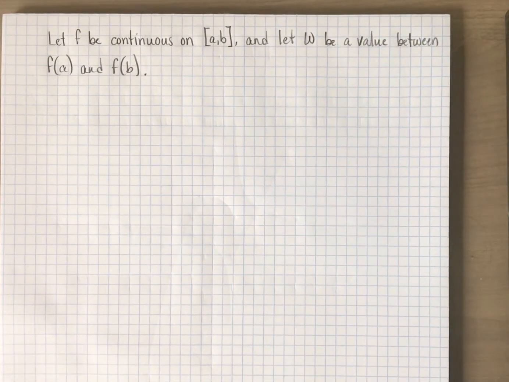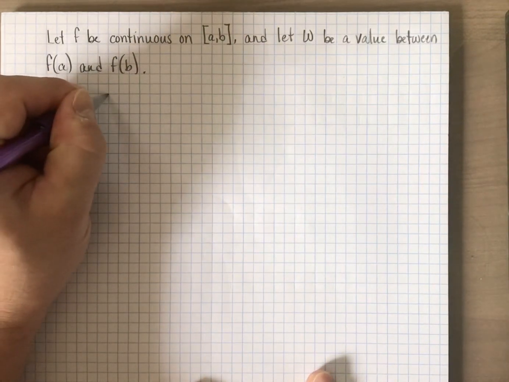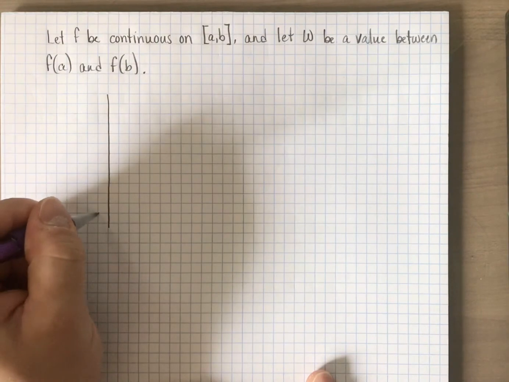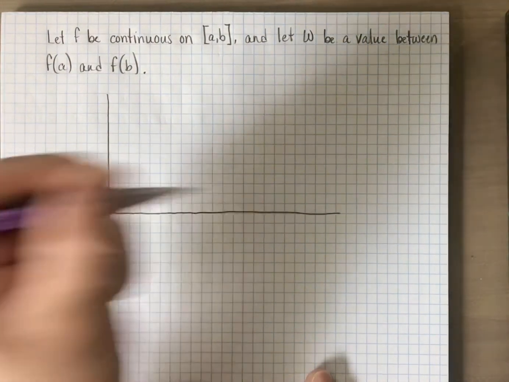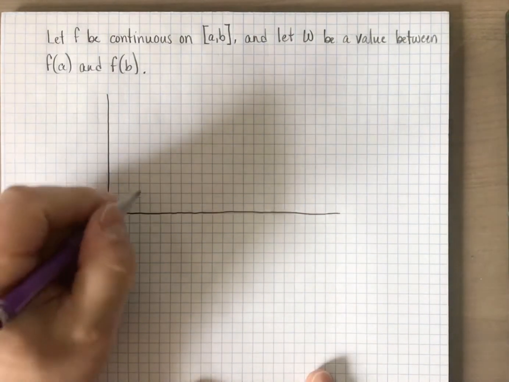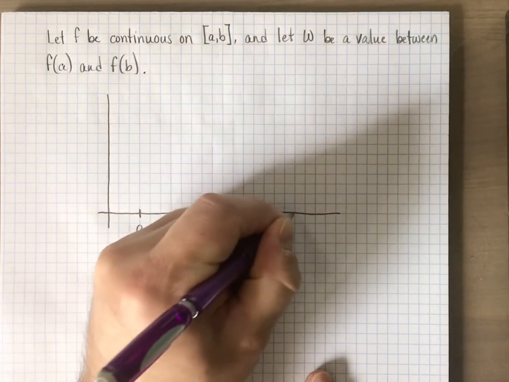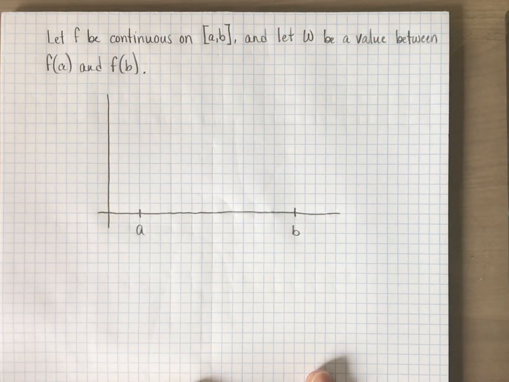Let f be continuous on an interval from a to b. So we've got a section of the x-axis somewhere. Could be anywhere. Just to make life easier, I'm going to isolate the first quadrant here. So somewhere along the line we've got a value a, and somewhere we've got a value b to the right of it. The function is now continuous on this interval.